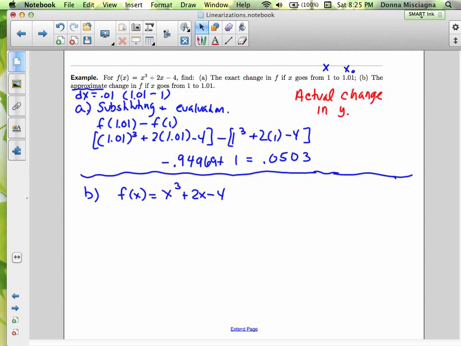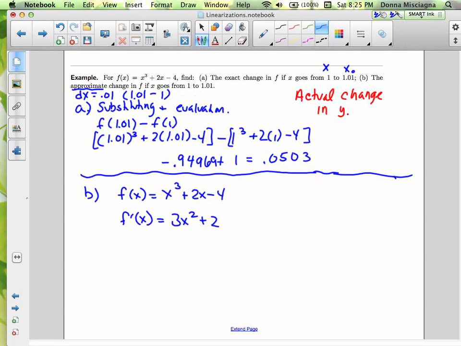Now let's use a linear approximation method and see how close we get. The first thing I need to find is the derivative. f prime of x equals 3x squared plus 2. So now our differential dy is going to be the 3x squared.